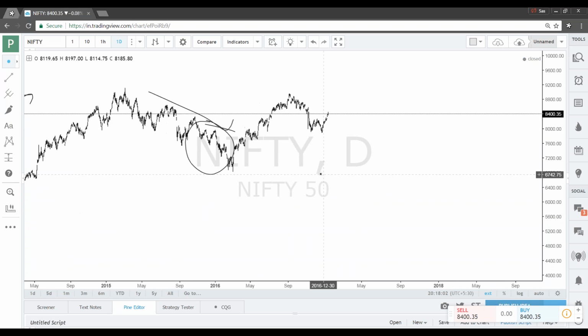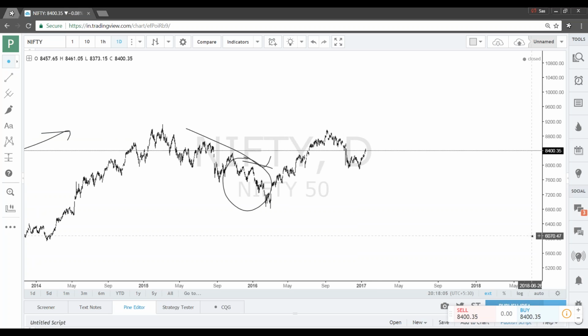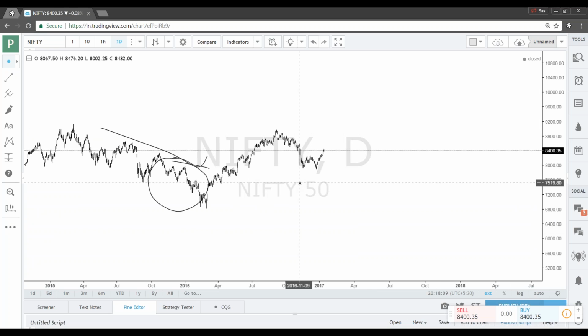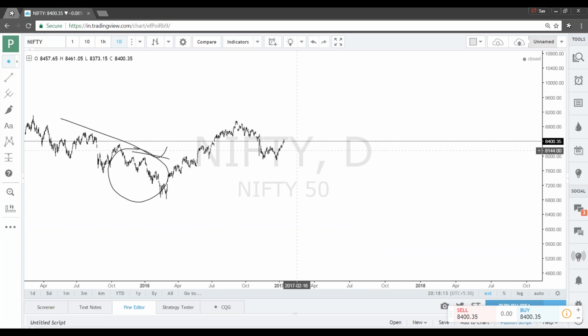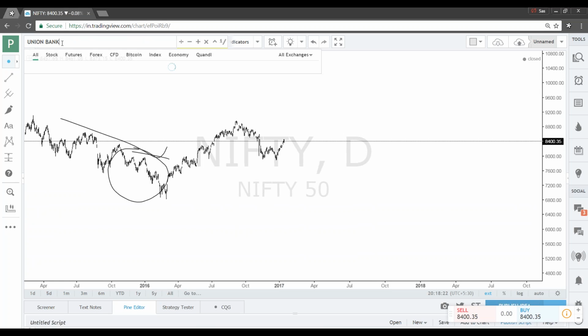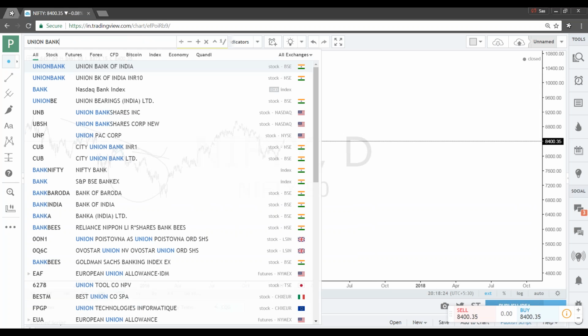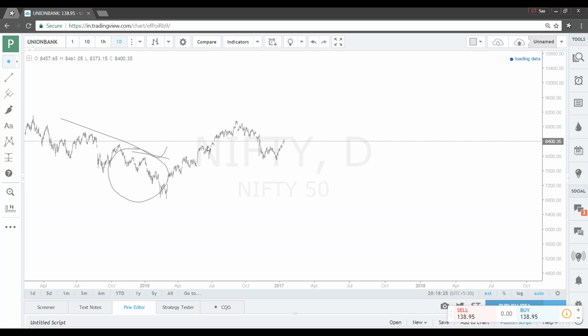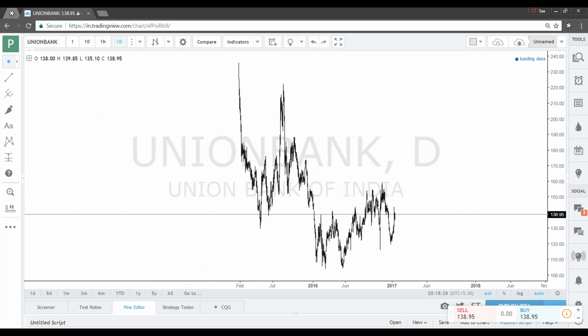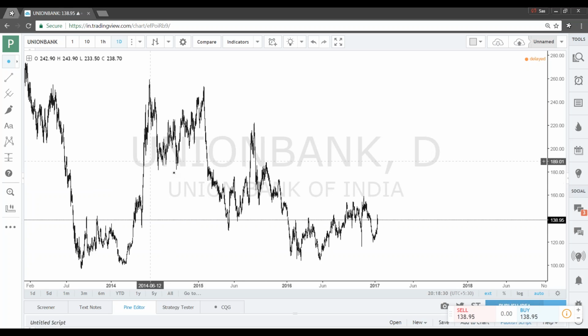In general, this definition is not true, that if I say impulse is always up in a falling market. Okay, let's say, I remember, what is that bank? I think Union Bank. Union Bank. Yeah.